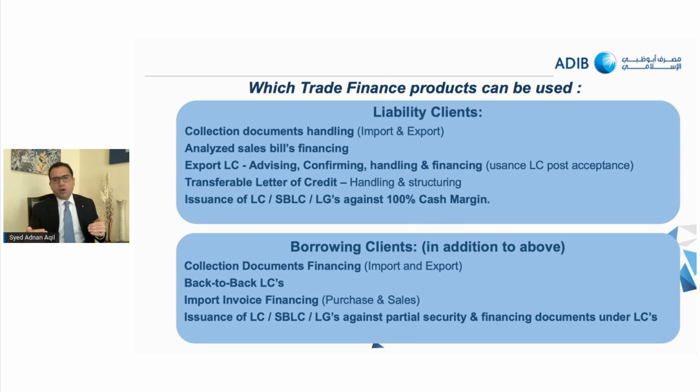Based on that, if he qualifies for a borrowing relationship, then definitely Adib offers, and Adib does have a lot of borrowing customers, all these: collection document financing, import invoice financing, export sales side invoice financing, issuance of LC and SBLC without 100% but a little lesser cash margin, partially or without any margins. It depends on the customer's business profile and the audit strength.